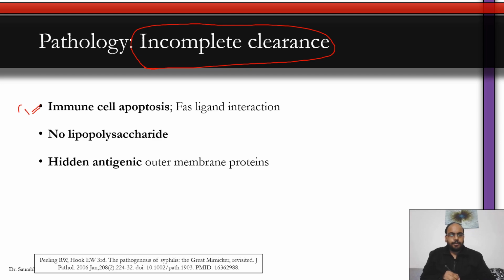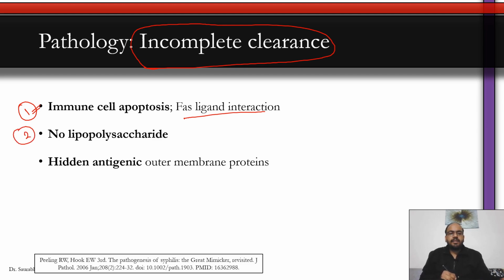First is immune cell apoptosis. There are multiple interactions, namely the Fas ligand interaction among the immune cells, that propels the immune cells towards apoptosis. We have discussed that previously in our videos on pathogenesis of psoriasis, that this Fas ligand interaction initiates the process of apoptosis, and the spirochetes somehow trigger this mechanism so that these immune cells die early and are cleared from the system. So it's like you have a criminal and the police is trying to catch it, and the criminal is doing something so that the police is not able to even leave the police station or even reach the criminal.